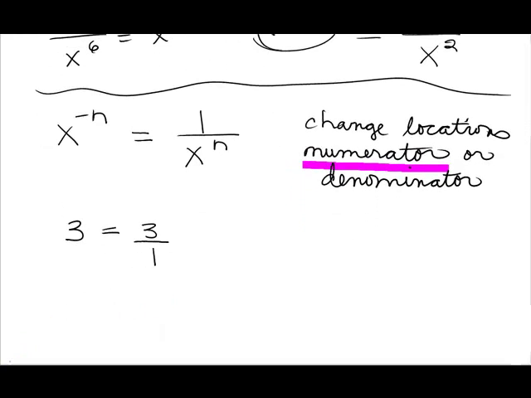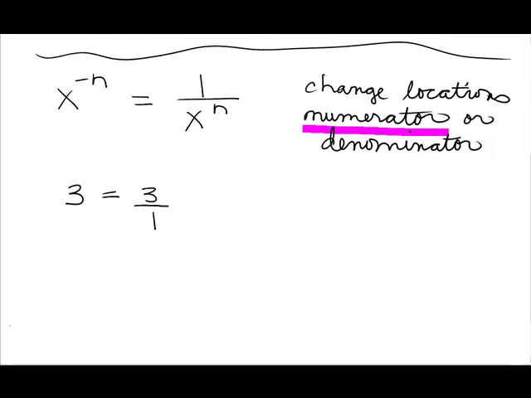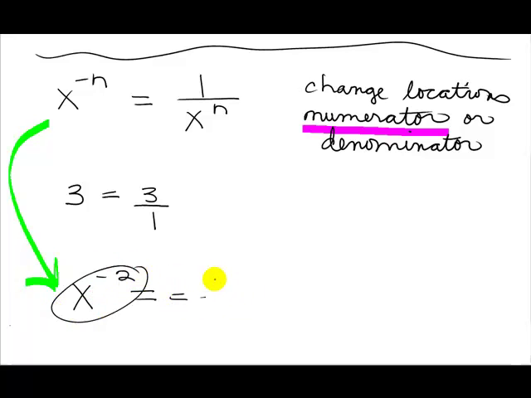So that if I have that x to the negative 2 and I look at my rule, then what it tells me to do is take this and change locations. And so it's in the numerator because it's a whole number, and so it would go into the denominator, and then the exponent will become positive. And if we don't have a number in the numerator, we have to put a 1 there just to hold the place.